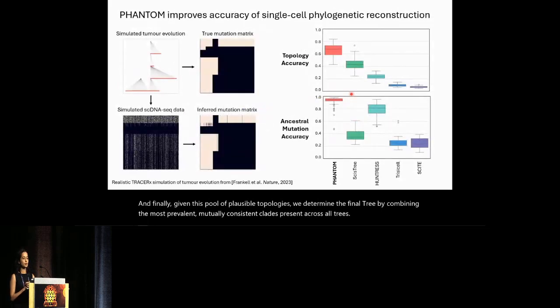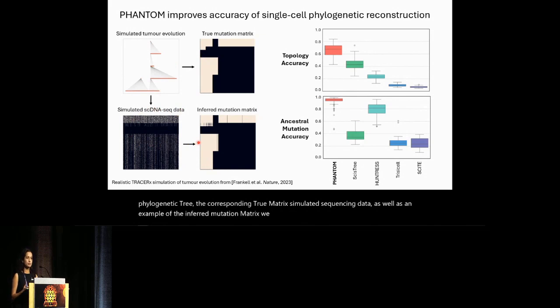So we tested the performance of our method by extending the TracerX tumor evolution simulation framework to the single-cell context. So here's an example of a simulated tumor phylogenetic tree, the corresponding true matrix, simulated sequencing data, as well as an example of the inferred mutation matrix.